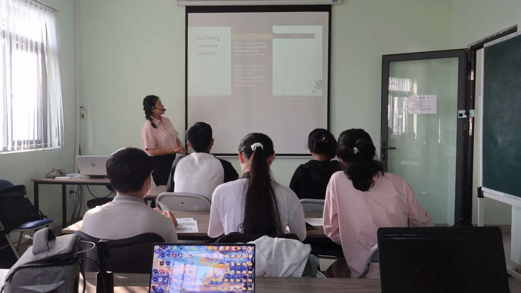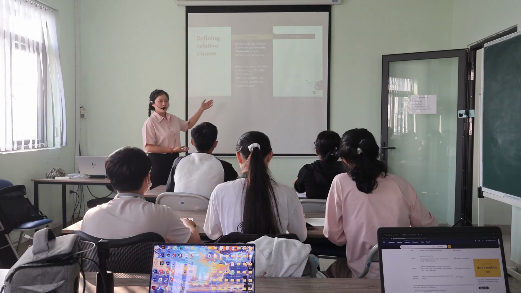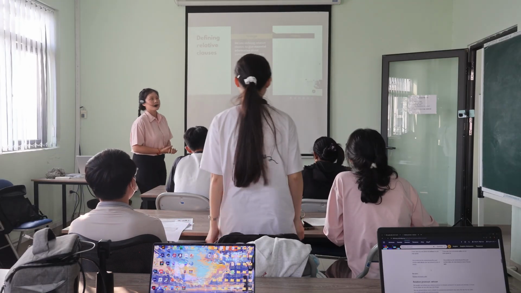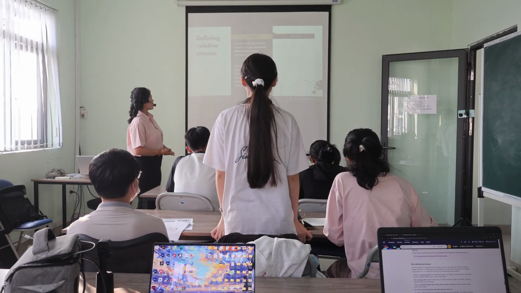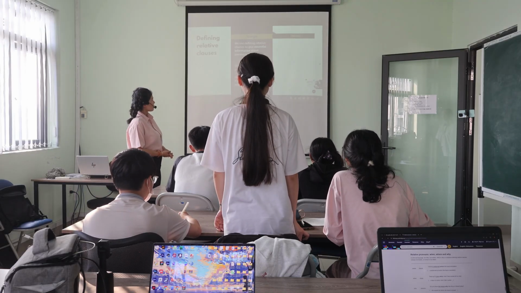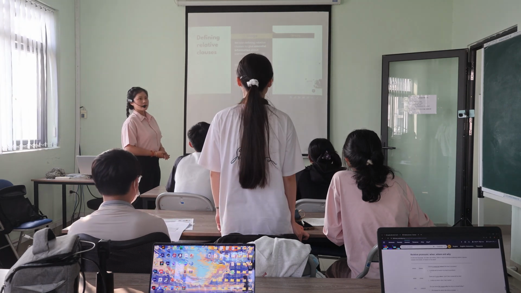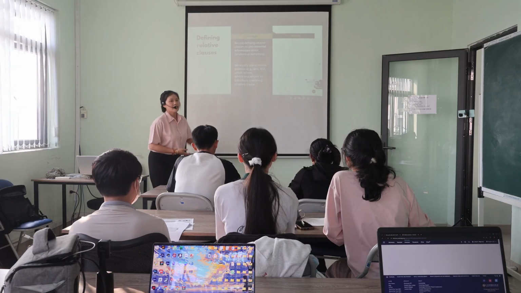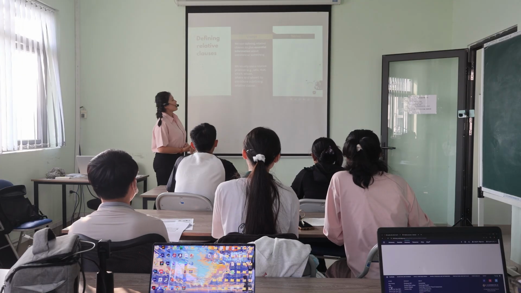Now look at the uses of defining relative clauses. Who can read the uses for me? We use defining relative clauses to give essential information about someone or something. We usually use a relative pronoun, who, that, which, whose, where, and whom to introduce a defining relative clause. Thank you very much. In these uses, please pay more attention to the phrase essential information.